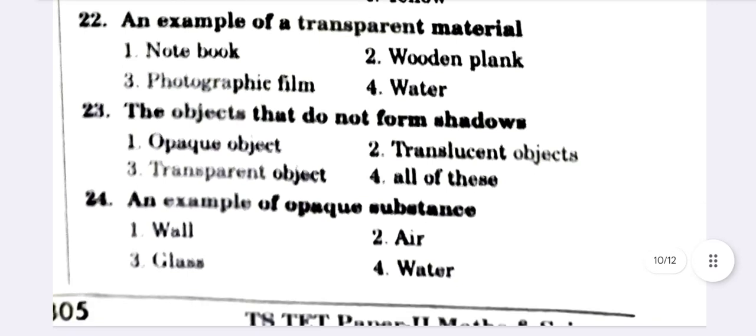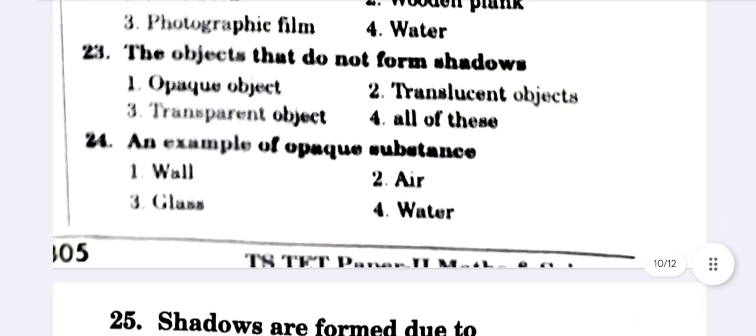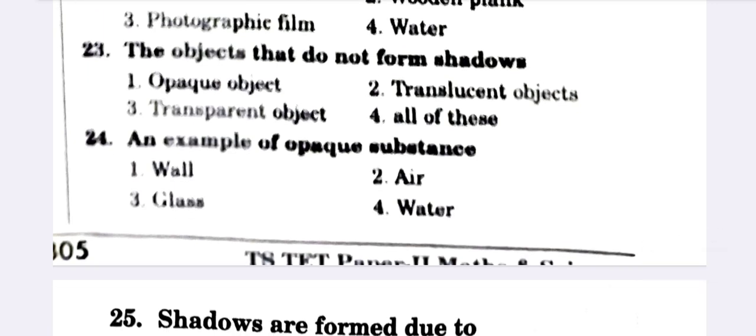Okay, next comes the other question. An example of opaque substance. An example of opaque substance is wall, air, glass, or water.